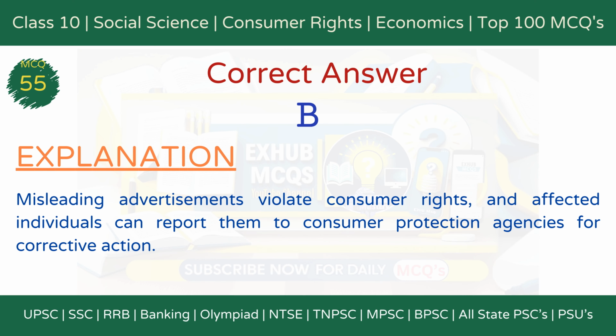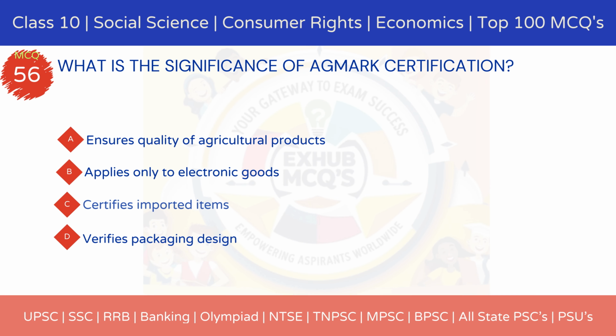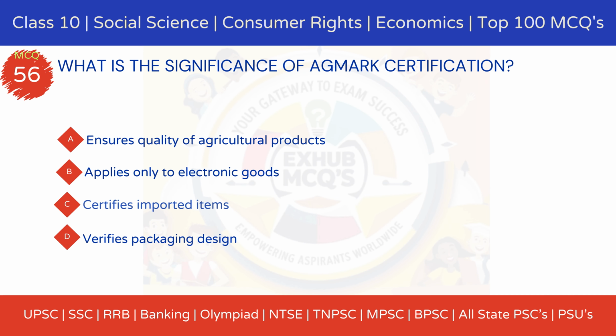The correct answer is option B, report the issue to consumer authorities. Explanation: misleading advertisements violate consumer rights, and affected individuals can report them to consumer protection agencies for corrective action. MCQ56. What is the significance of AgMark certification?